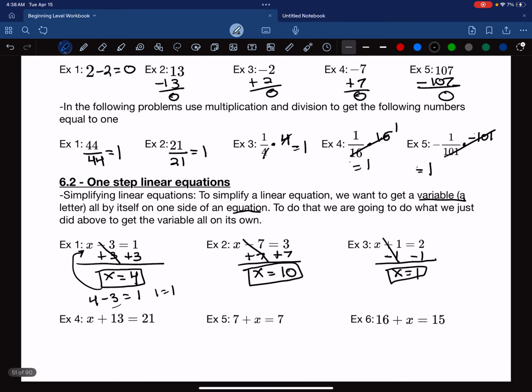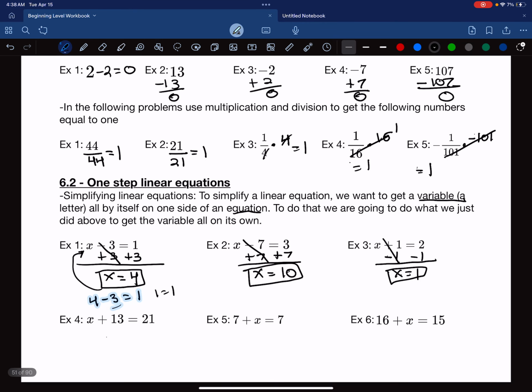Looking at example 4, we have x plus 13 equals 21. And to get this x alone, we're going to subtract 13 from both sides. These 13s cancel, and we're left with x equals 21 minus 13 is 8. And that is our final answer.